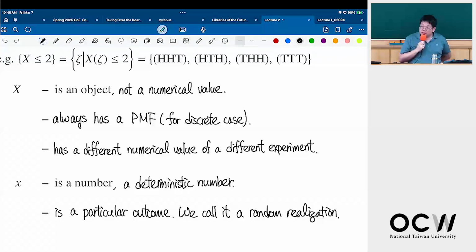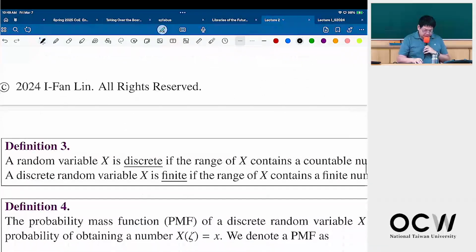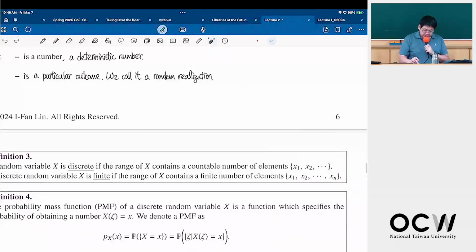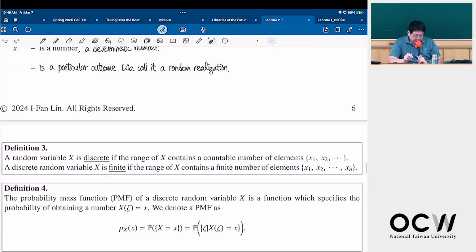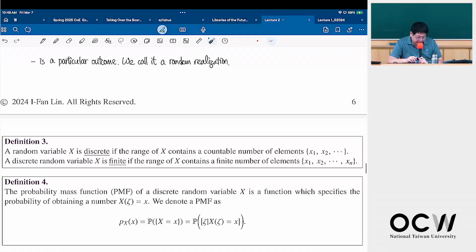Okay, so now let's see the definition. We call a random variable X discrete if the range of X contains a countable number of elements x1, x2 to infinity. So it's countable. And a discrete random variable X is finite if the range of X contains a finite number of elements. Like if I roll the die, then I can only get 1, 2, 3, 4, 5, 6. Okay, so that is finite.